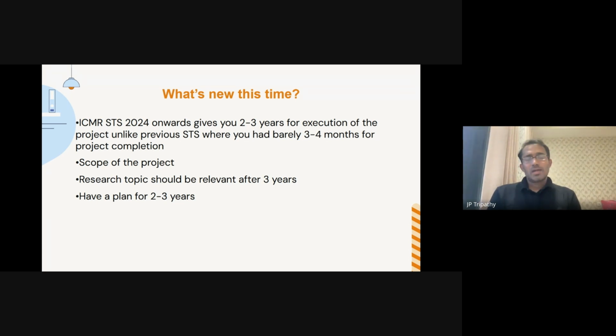I would say that you should always think of a research question which should be relevant after 2 to 3 years. Something which is very relevant now may not be relevant after 3 years when you finish your project. Like during COVID, if you propose a topic on COVID, that's fine. But if you're going to complete the project after 3 years, then maybe it's not relevant after 3 years. So just think of a topic which is more general and retains its relevance even after 3 years, and also have a plan for 2 to 3 years.